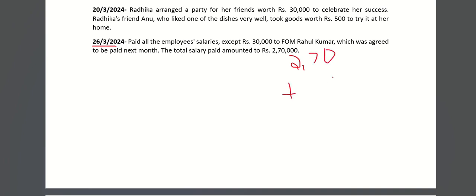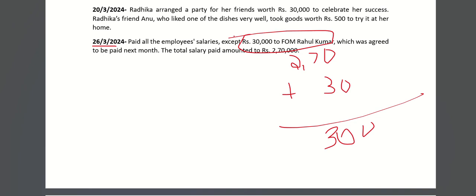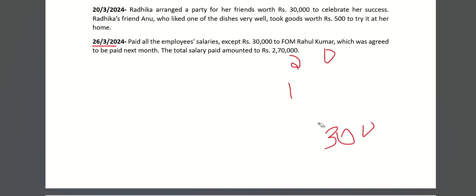2,70,000 plus 30,000. Total to what? 3 lakh, isn't it? So that means except his salary, she has paid salary to everyone else. Now, how are we going to write it as a journal entry? Just see one of our principles. Once again, I'm talking about principles of accounting. It is called the matching principle.